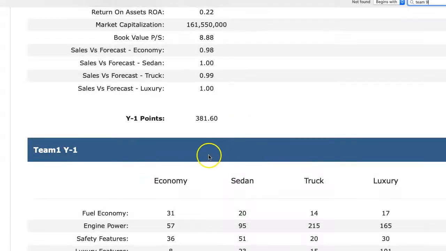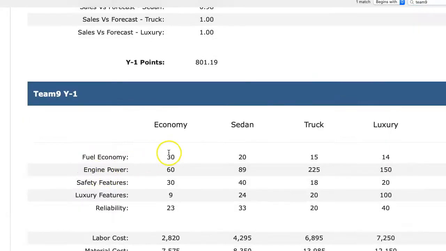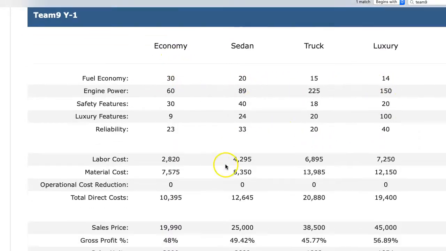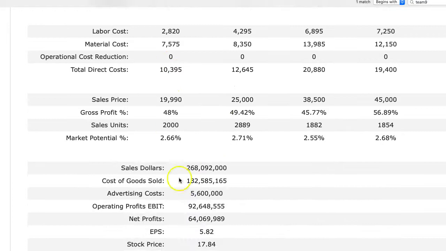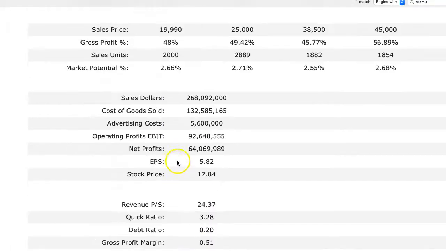Team 9, and it'll take you over to Team 9. And then you could view and see, what did they do? What were their specifications on their cars? What is their total cost, their sales, their profits, their market potential? And you can see how they built their car.